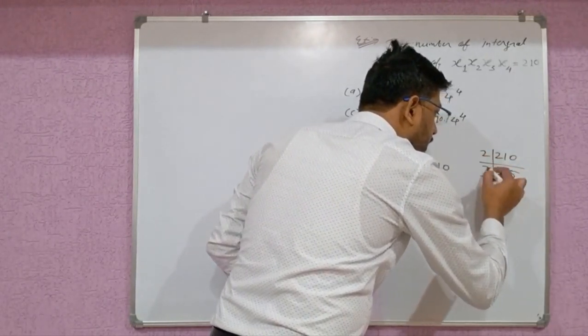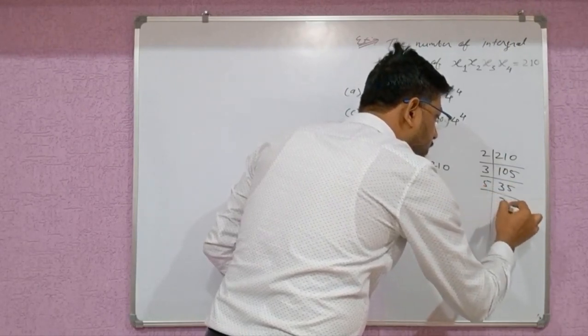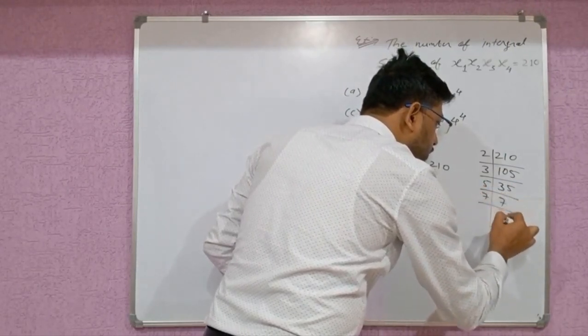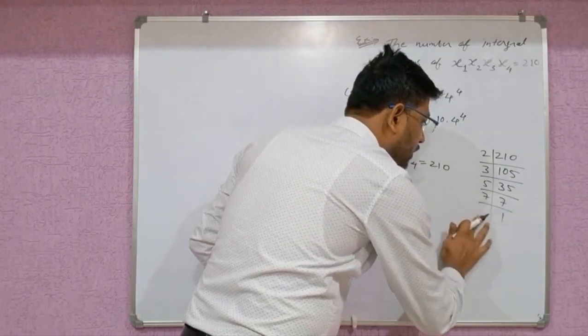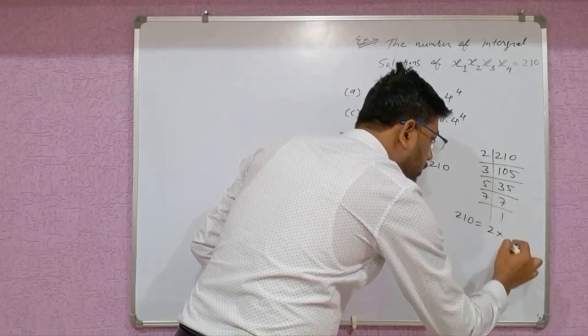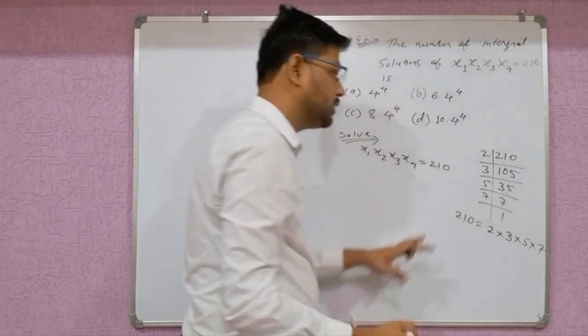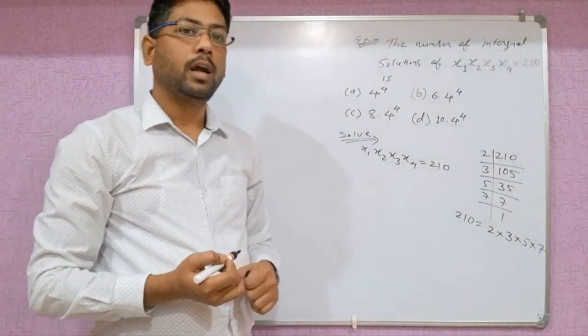This can be divided by 3, so this will be 35. This can be divided by 5, so this will be 7, and this will be divided by 7, so this will be what? 1. Okay, so this 210 can be written as 2 into 3 into 5 into 7. This is the prime factorization of 210.